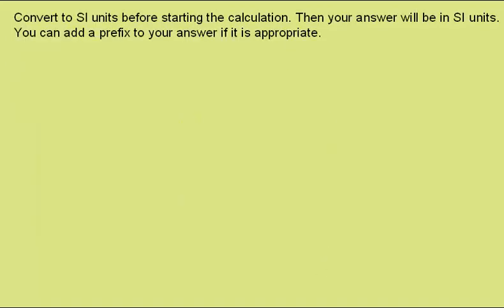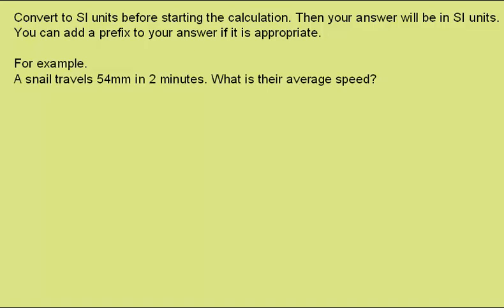When doing a calculation, convert to SI units before starting the calculation. Then your answer will be in SI units. You can always add a prefix to your answer if it's appropriate. Let's run through a very simple example. A snail travels 54 millimetres in 2 minutes. What is their average speed?